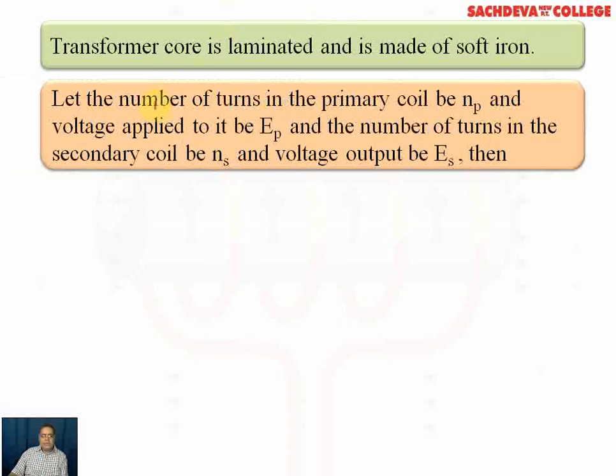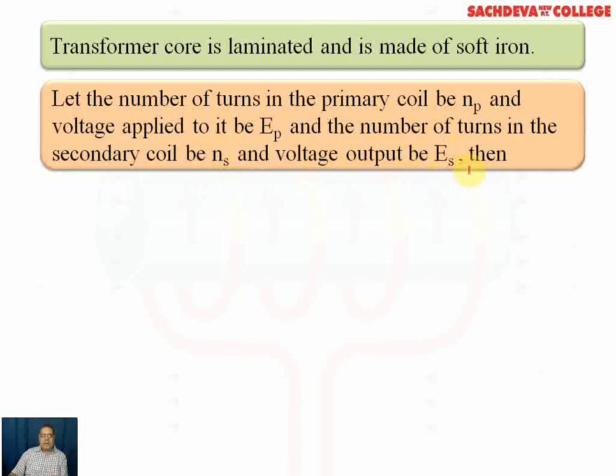If we assume that the number of turns in the primary coil is Np, and the voltage applied to it is Ep, so the voltage applied to the primary coil is Ep and the number of turns in the primary is Np. The number of turns in the secondary coil is Ns and the voltage output is indicated by Es.